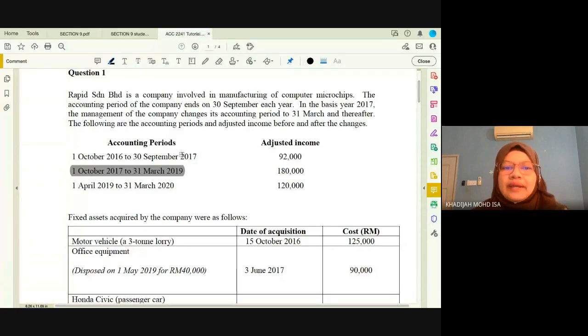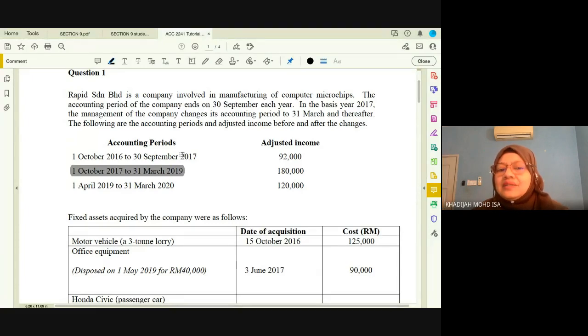As a recap, when there's a change, you have to look at the new accounting period, how long is the period? Is it less than 12 months or more than 12 months? In this case, the period is 18 months, so it is more than 12 months. So what do you do? Next, look at the year end, 31st March 2019.